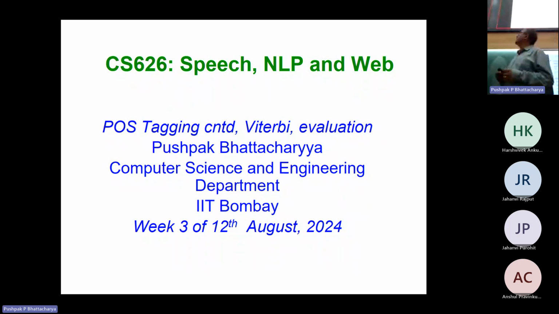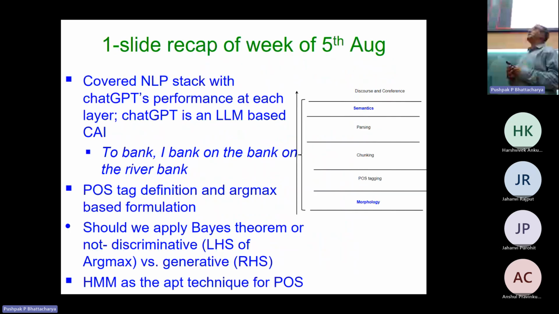So last week, this is the one slide recap of what was done last week in the week of 5th August. We covered NLP stack with ChatGPT's performance at each layer. ChatGPT, as you know, is a large language model-based application. It is LLM-based conversational AI, right? Then we worked with this: "I bank on the river bank." That means to carry out my financial transactions, I depend on the bank which is on the river bank.